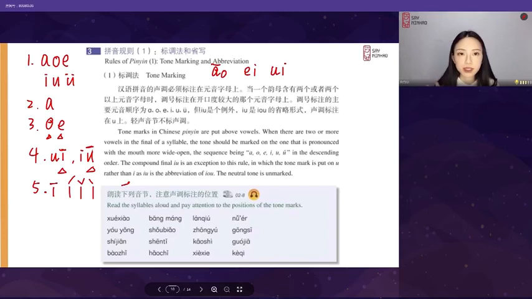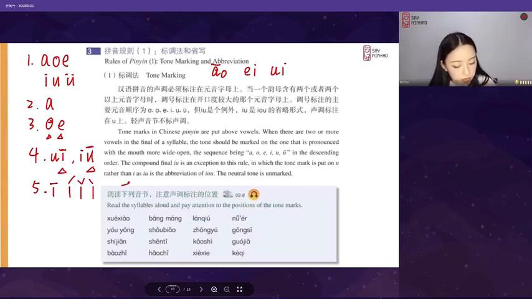And the sequence of marking it is, first, if there is a, it is the top priority, we will mark a. If there is no a, try to mark o and e. If i and u appear together, then try to mark the latter one. And if we are marking ü, we will remove the dot and mark on it. Okay, this is the rule. Now let's try to practice. Let's see where we marked.